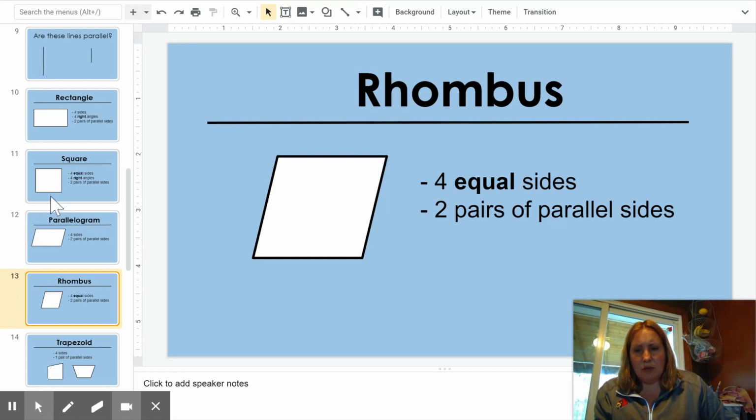So just like we saw earlier, we've got some connection. Could we call a square a special kind of rhombus? We could, because it has all the same descriptions as a rhombus, but it also has 4 right angles.